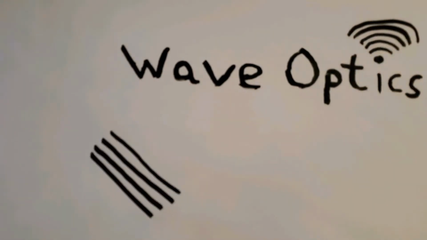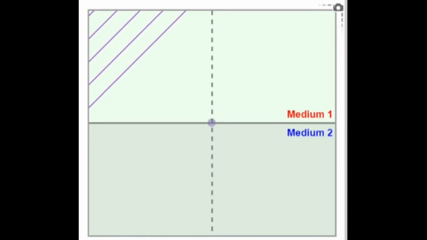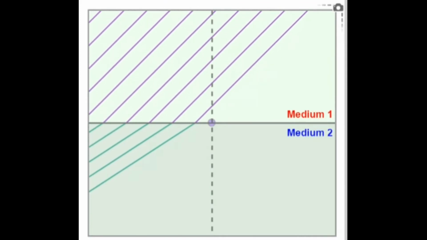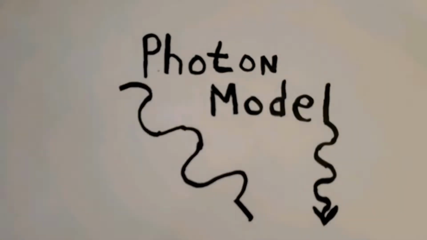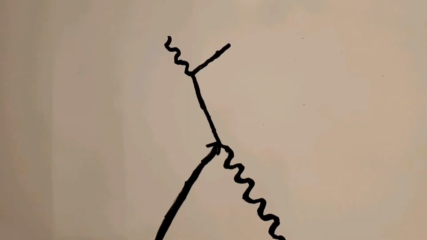On the other hand, the wave model of light explains that light moves like a wave and can diffract through openings or interfere with other light waves. Finally, for quantum mechanics, the photon model shows us that light can also behave like a particle called a photon. This Feynman diagram shows how an electron can absorb or emit a photon.